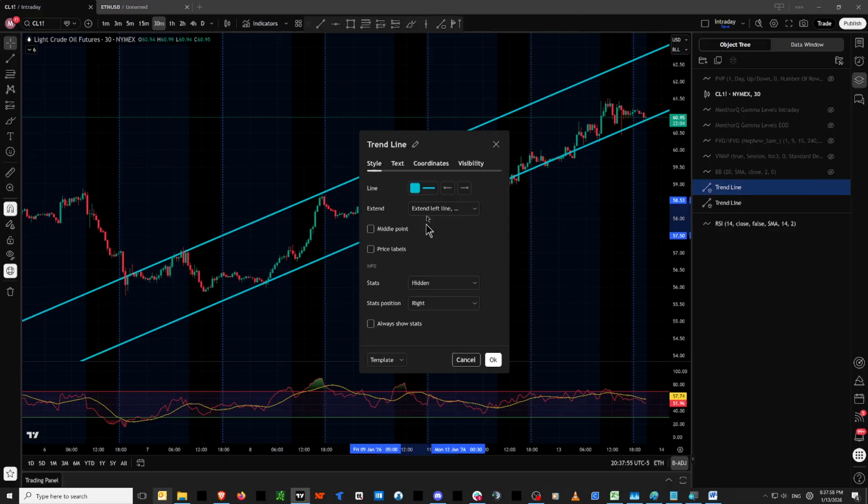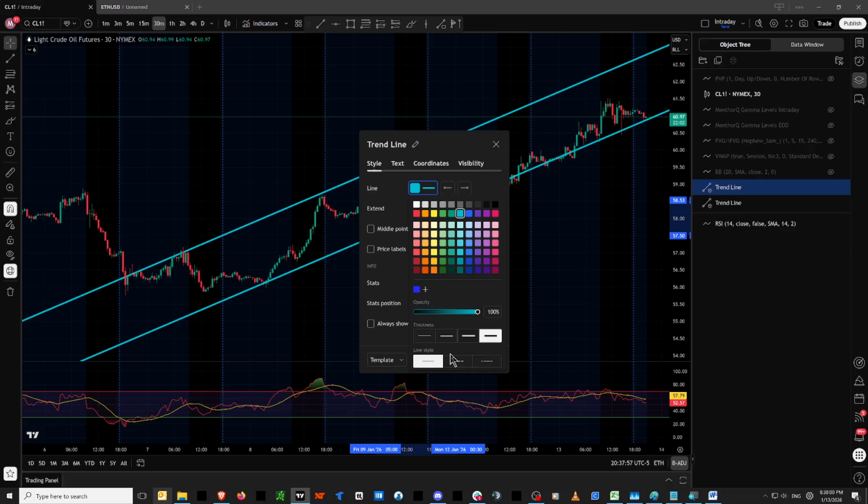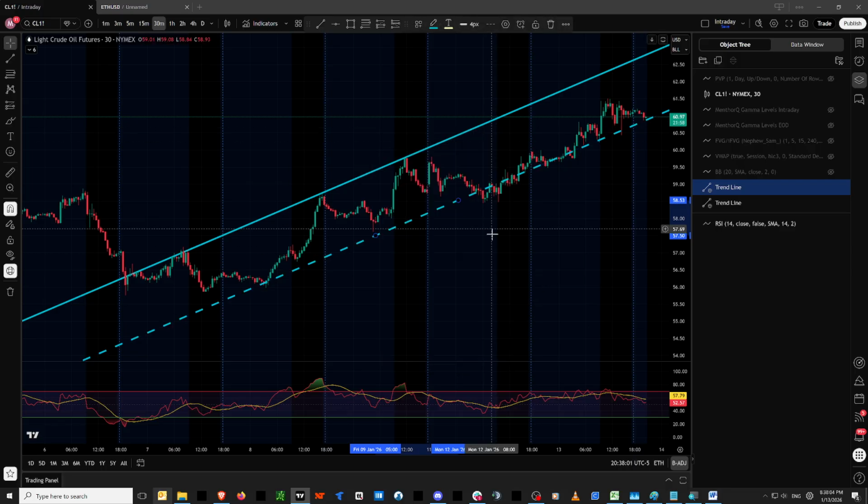I'm going to change this to that. Notice it's the same slope, the same angle, but it's not touching wicks after wicks and stuff like that. It's kind of in the area, kind of a line. Okay, so there's one possible one.